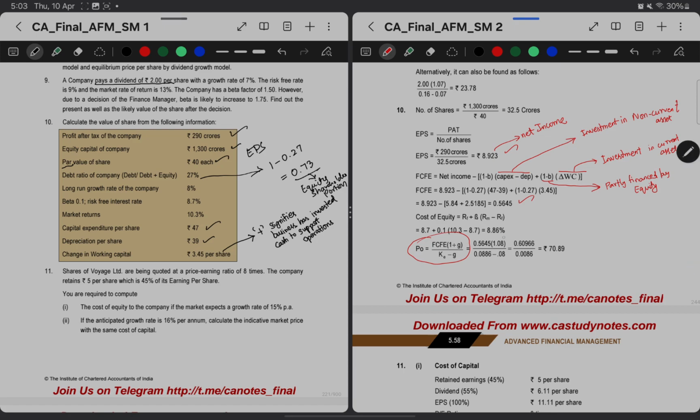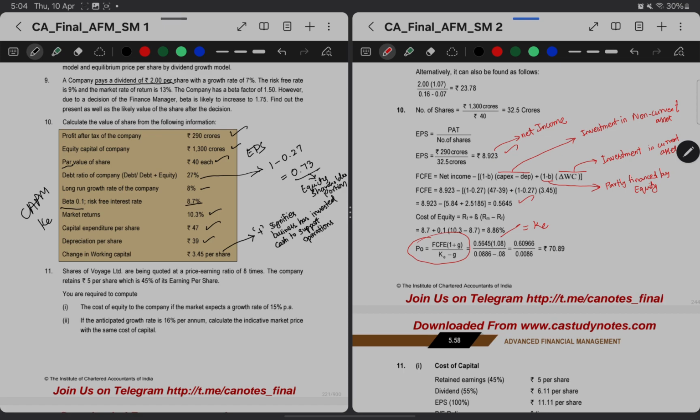Now we have to find out the cost of equity. They have given beta and the long run growth of the company, which is nothing but the growth rate. Then they have given market returns, and the risk-free rate we know, and beta also they have given us. Using the CAPM model we can find out the KE, the cost of equity. We have arrived at a value of 8.86. Now this will be the KE.